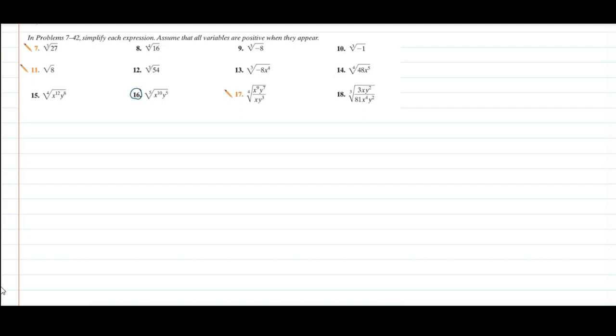Number 16. I think you guys are in good shape to pause this video if you like and try number 16 by yourself. Variables are actually a lot easier to deal with than numbers when it comes to roots, because think about it, you've got 10 x's, right? I'm not going to write them all out. And you've got 5 y's. And you always ask yourself, I'm looking for sets of what? Sets of 5, right? So how many sets of 5 can you make out of 10 x's?